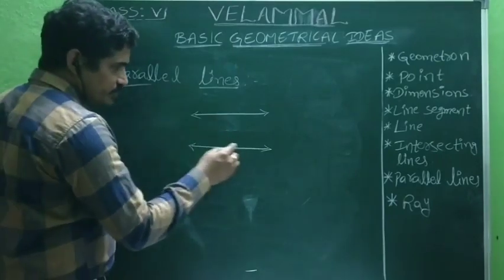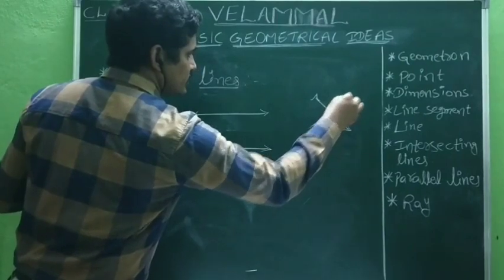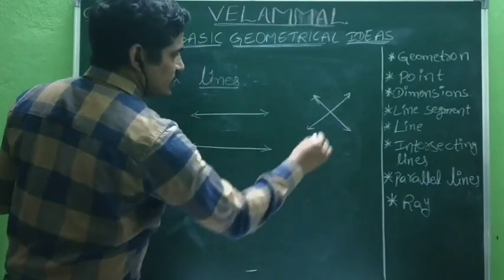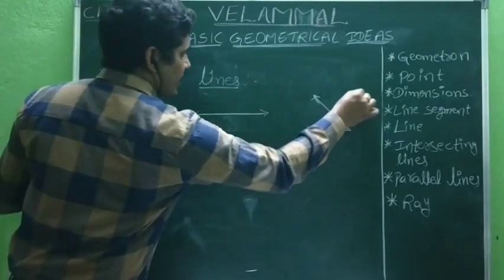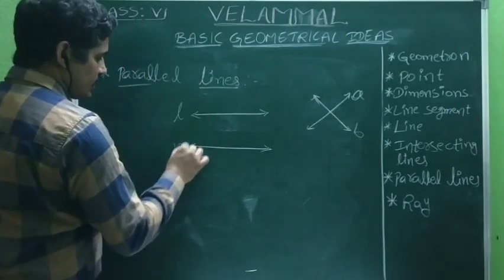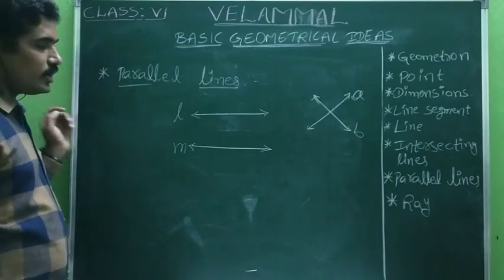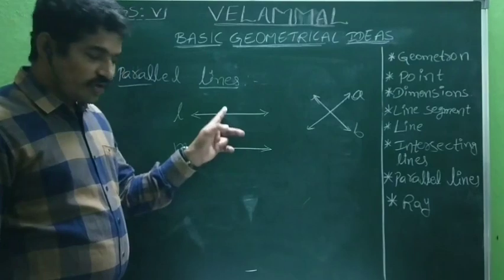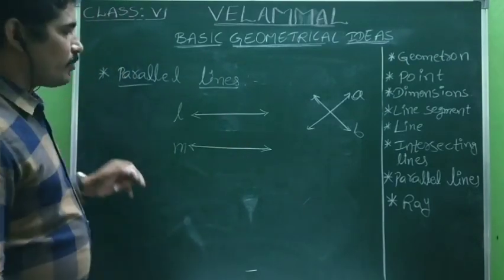If we observe here, these are taken as intersecting lines. For the line A as well as the line B, we can find one common point. Now I am taking line L and line M. For these two lines there is no common point, so they never intersect. These lines are called parallel lines.